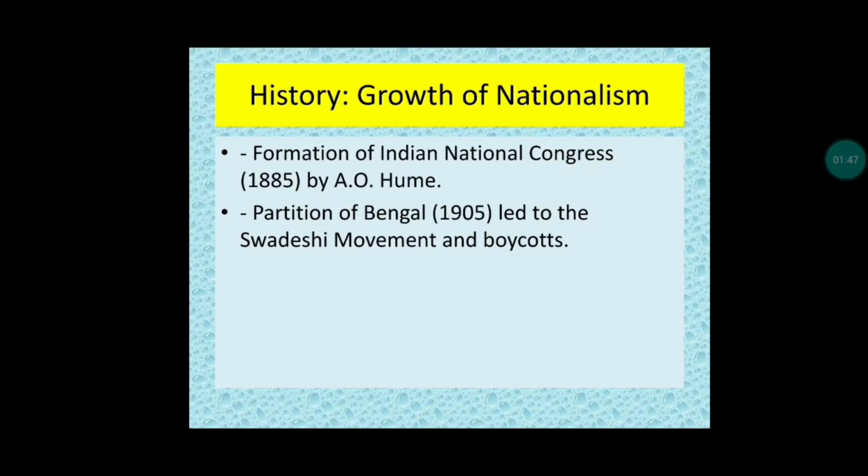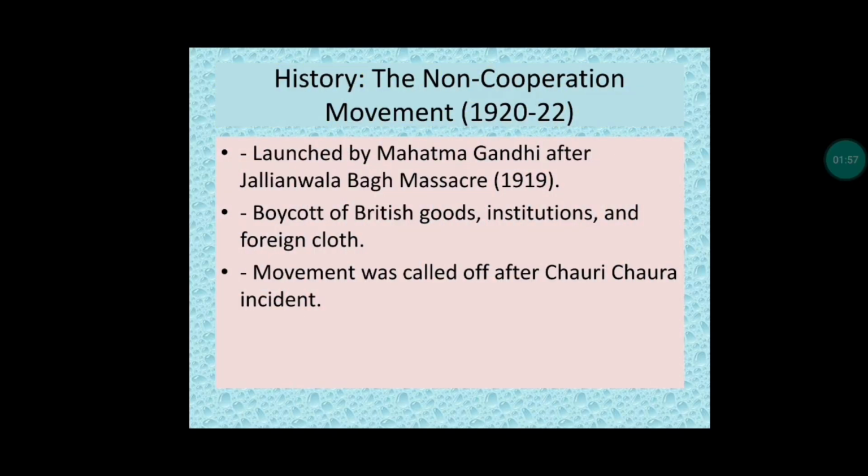Then, in history, growth of nationalism. Formation of Indian National Congress in 1885 by A.O. Hume. Then, partition of Bengal 1905 led to the Swadeshi movements and boycotts. The Non-Cooperation Movement 1920 to 22, launched by Mahatma Gandhi after Jallianwala Bagh massacre in 1919. Movement was called off after Chauri Chaura incident.